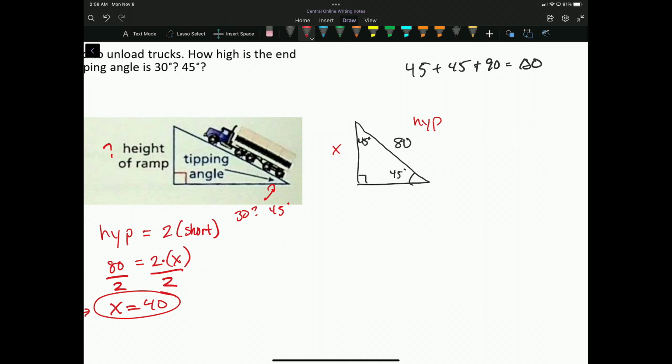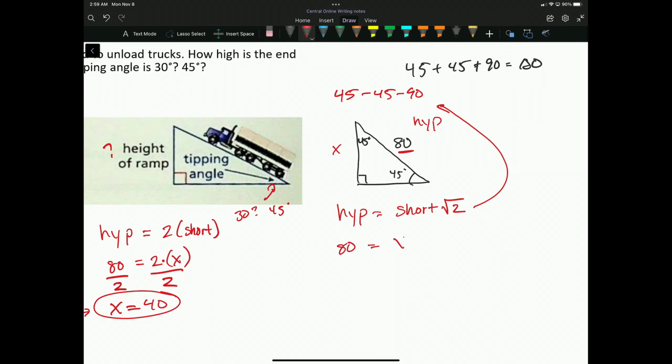So when we talked about a 45, 45, 90 degree triangle, we said that our hypotenuse is going to be the square root of 2 times our legs. This is the formula that we wrote down. The hypotenuse in a 45, 45, 90 degree triangle is going to be short leg times the square root of 2. Okay, so let's go and plug in our information. We said that the 80 was my hypotenuse, so we have 80 equals my short leg, x, because that's what we're trying to find, times the square root of 2.